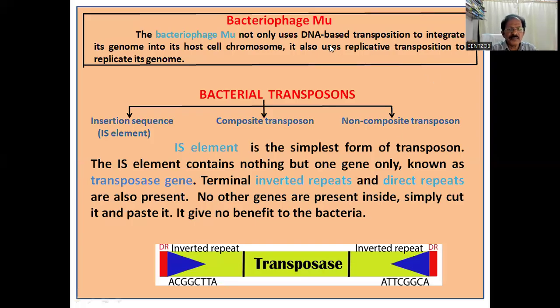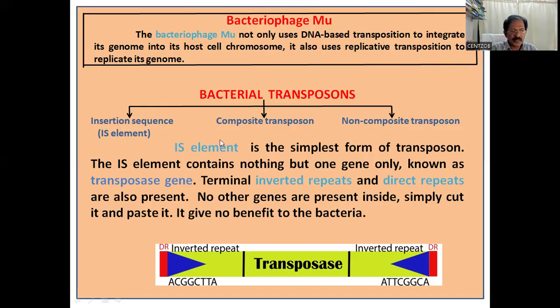Bacteriophage Mu not only uses DNA-based transposition to integrate its genome into the host, it also uses replicative transposition to replicate its genome. It is a very large transposon. You remember that bacterial transposons can be divided into three types: insertion sequence or IS element, composite transposon, and non-composite transposon.